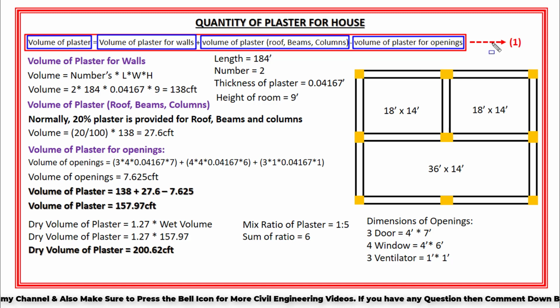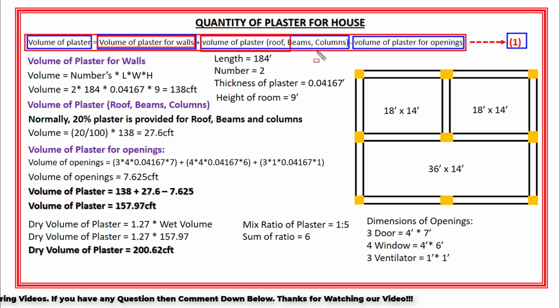So let's call this formula equation 1. Now in this formula, I have three things to find. First is the volume of walls. Second is the volume of roof, beams and columns.